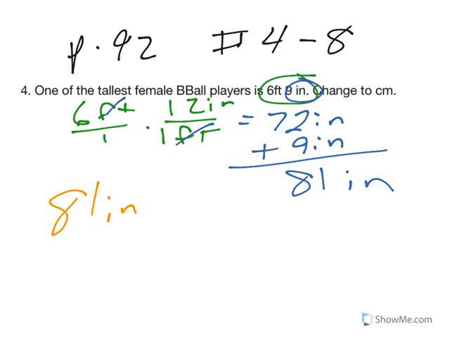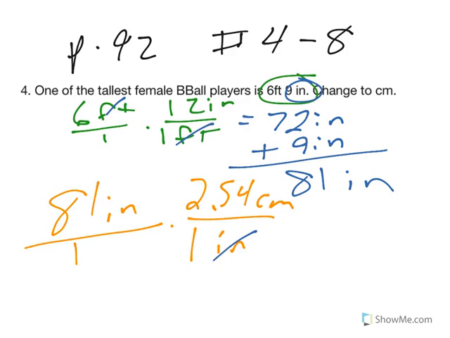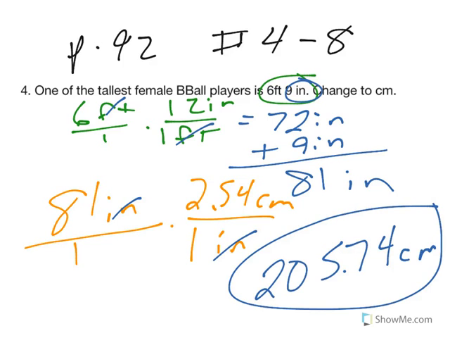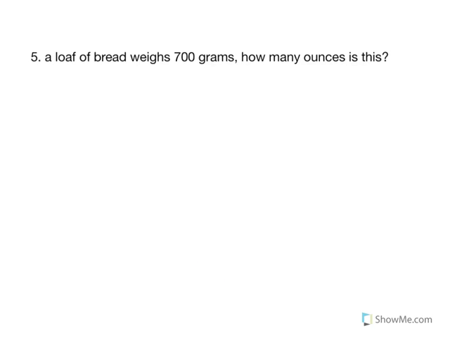If I have 81 inches, I look at my conversion sheet, and I know that 1 inch is 2.54 centimeters. Inches cancel out, and this player is 205.74 centimeters.